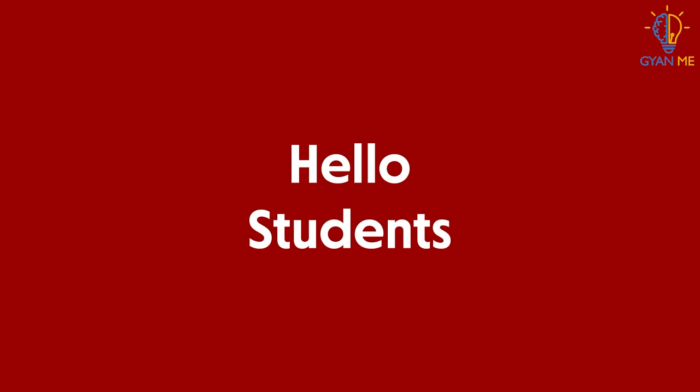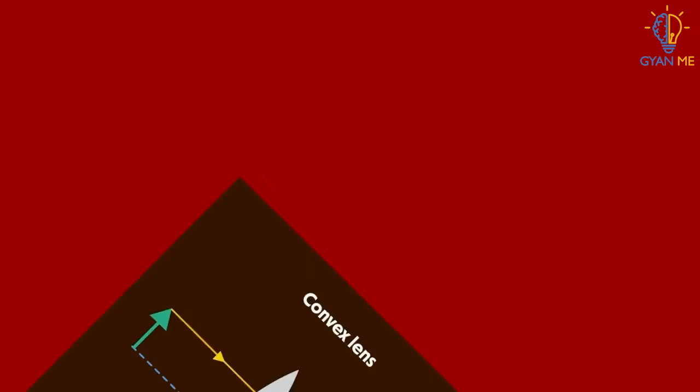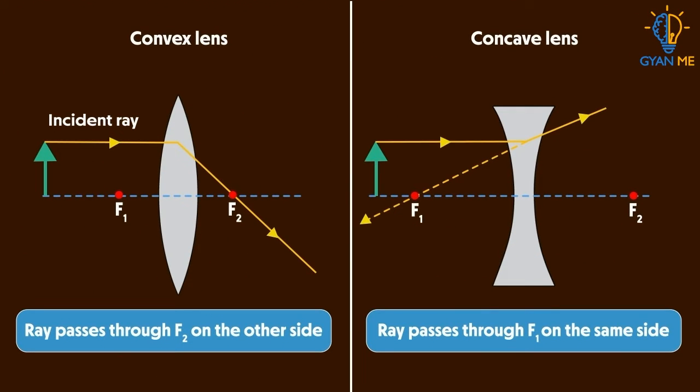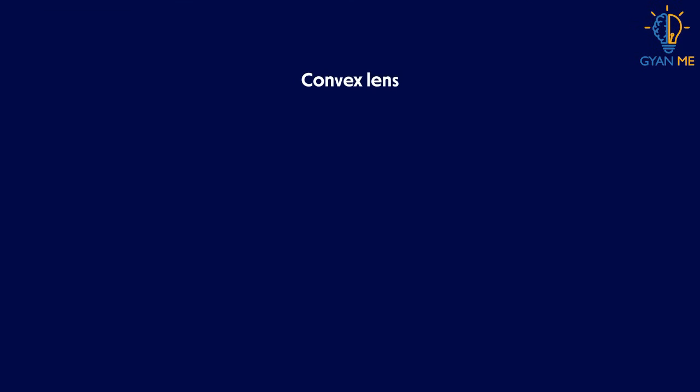Hello students, we have already studied Rule 1, which says that an incident ray parallel to the principal axis passes or appears to pass through the principal focus of the lens after refraction. Now let's see Rule 2.